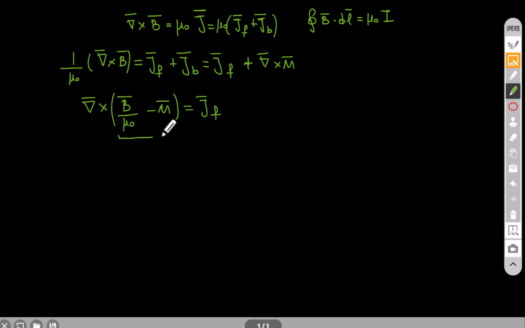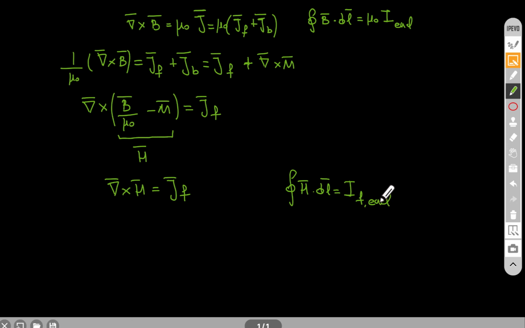Now, this quantity is what we call H. This is the differential form of Ampere's law in magnetic media, and this is the curl of H is equal to the free volume current density. If you want to write this in the integral form, you'll have the closed path integral of H dot dl is equal to the free current. In both cases, this is the enclosed current.